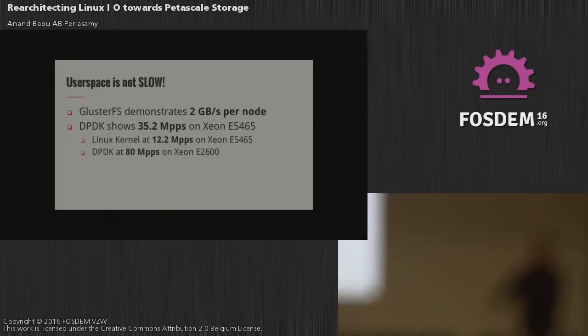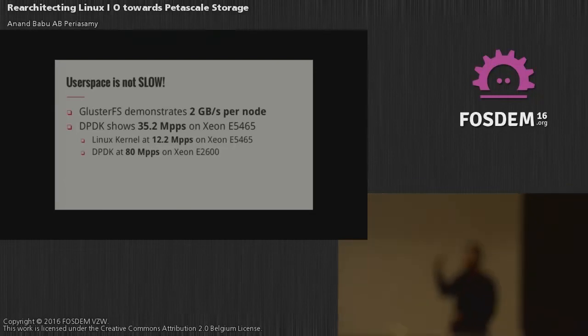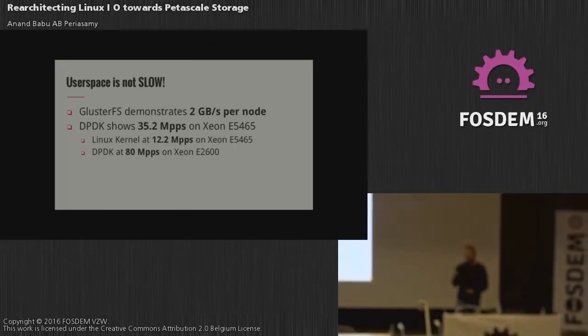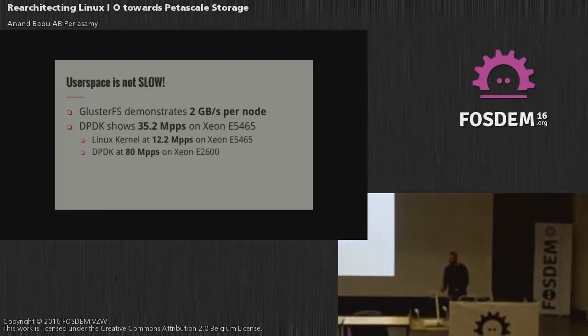Even on the older processor, the previous generation of Xeon, there is a comparison between kernel mode TCP/IP and the poll mode user space driver. You can see between 12 and 35, it's a pretty big jump. But the idea is not to show that user space is faster. The idea I want to share here is that user space is not slow, right?